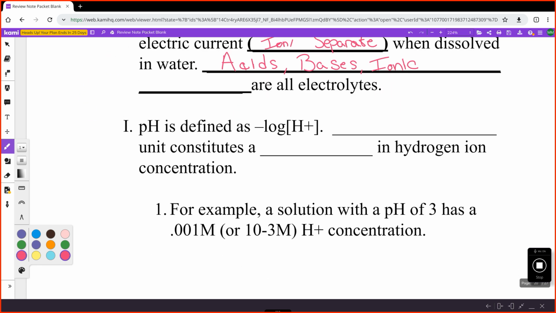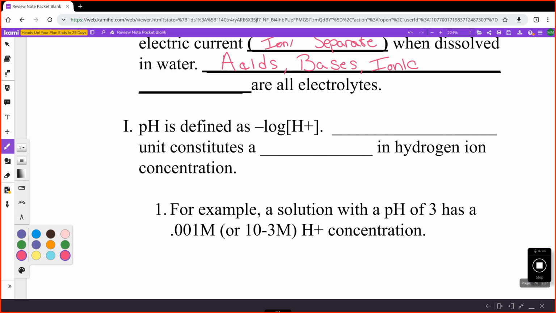Now, we talked about this a little bit before. I know it seems daunting. You see minus log H plus. But that just really means you take the exponent and you turn it into the pH. 10 to the minus 4 is a pH of 4.